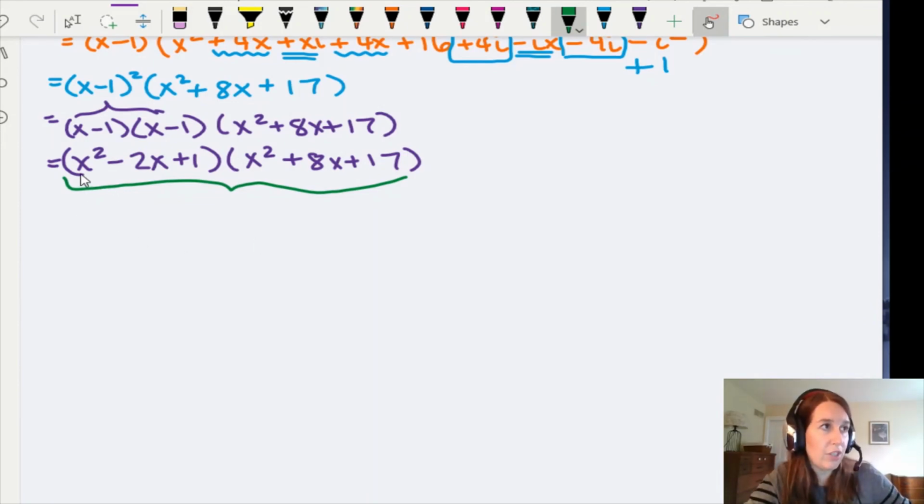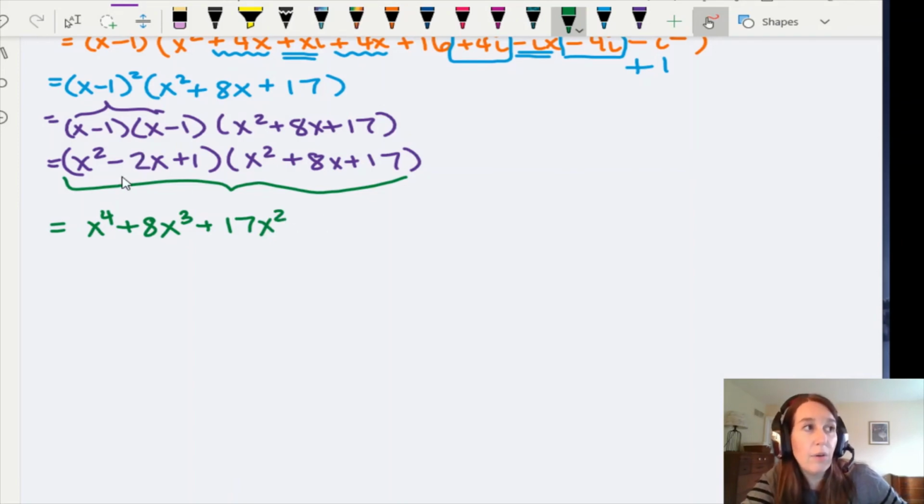All right, so our first term is x squared times x squared, which is x to the 4th. Now we're going to take this x squared here and multiply it by this one, and this one. We already did that one. We're multiplying by 8x. So x squared times 8x is plus 8x cubed. x squared times positive 17 is plus 17x squared.